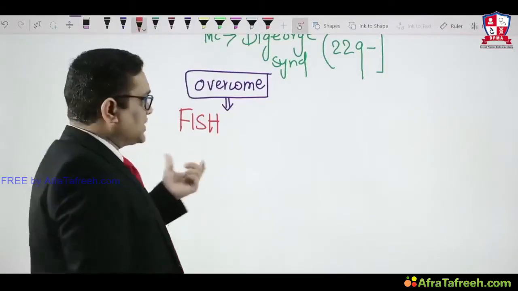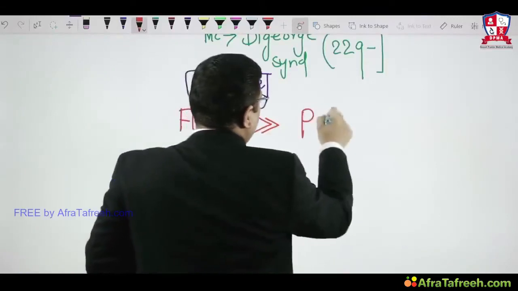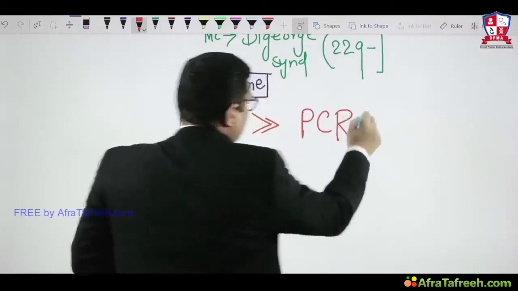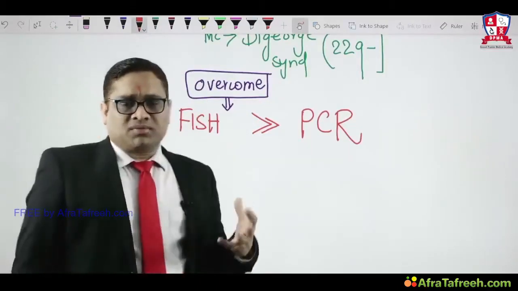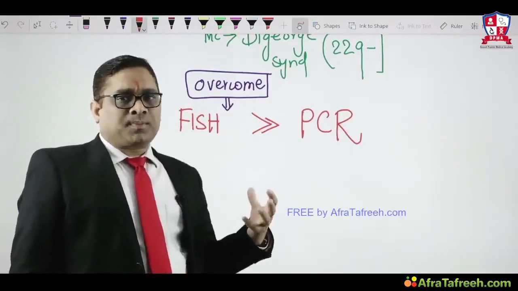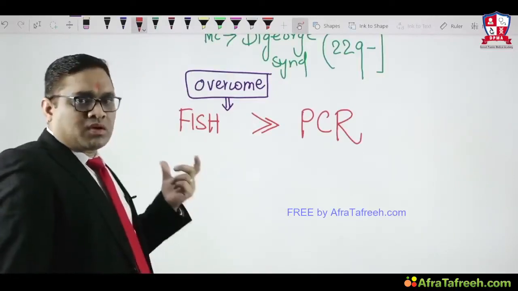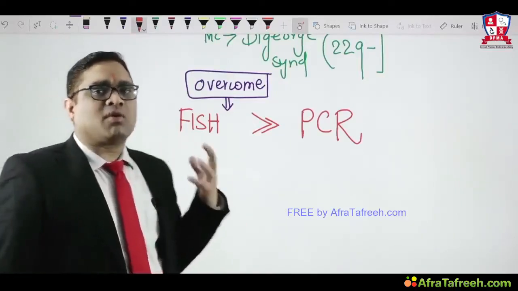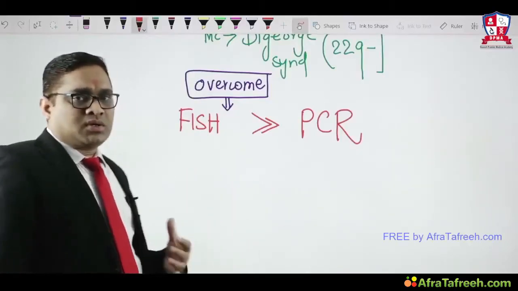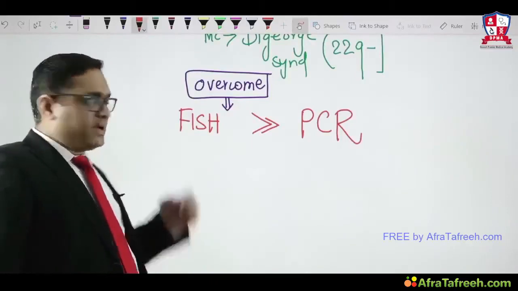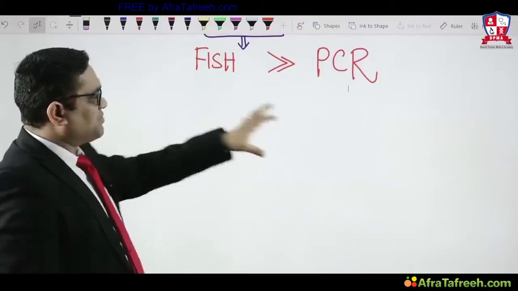Fluorescent in situ hybridization is superior to PCR for this purpose, so that is important to understand. To overcome the shortcomings of karyotyping, we can use FISH or PCR. FISH will always be superior, the best for identification of complex translocations, microdeletions, or amplifications.